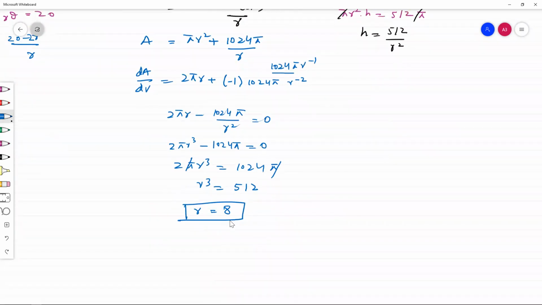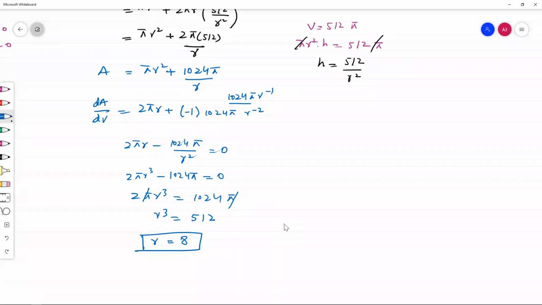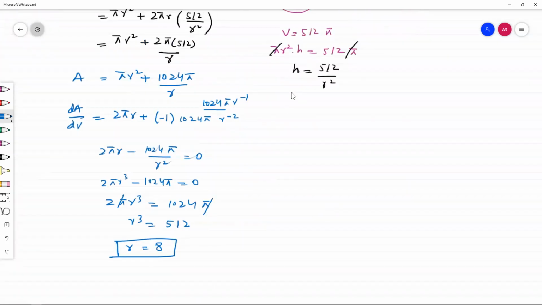So r is already there, 8, and how can we find h? Put this value into this function, so you can find h. H will be 512 over r square, that is 8 square, which is 64. So 8 times 8 is 64, and 512 divided by 64 gives 8. The height will also be 8. So height and radius will be 8.